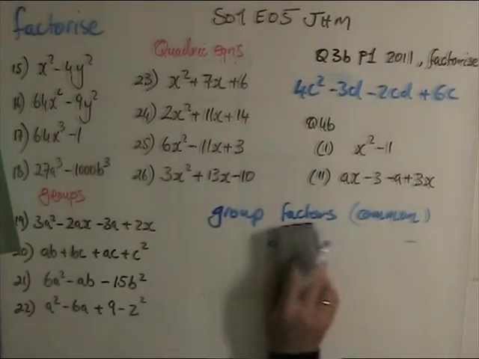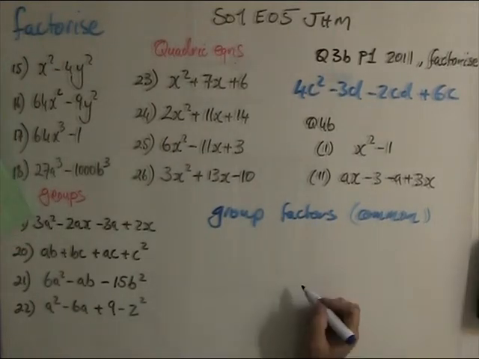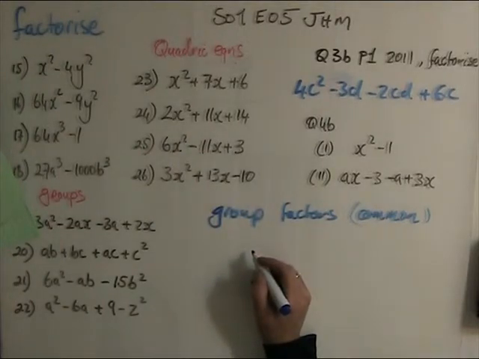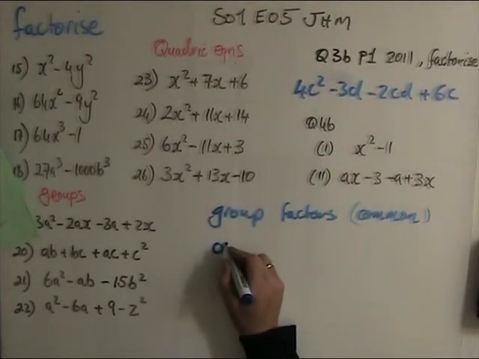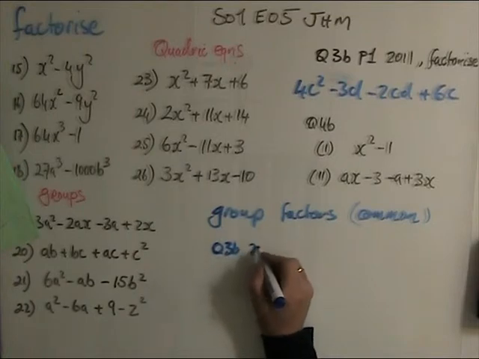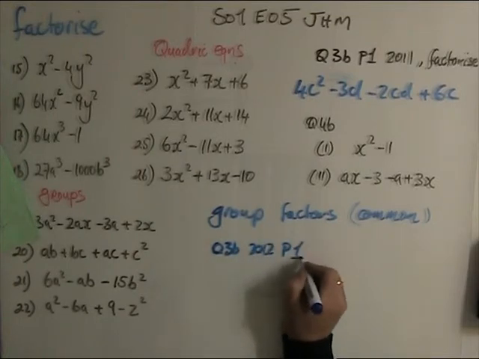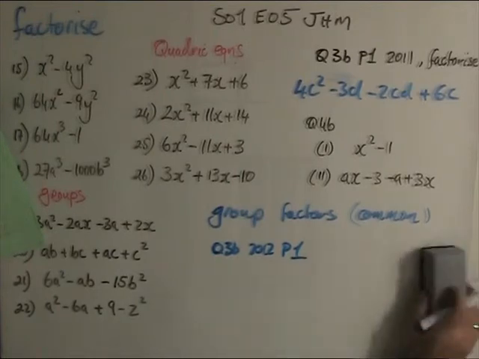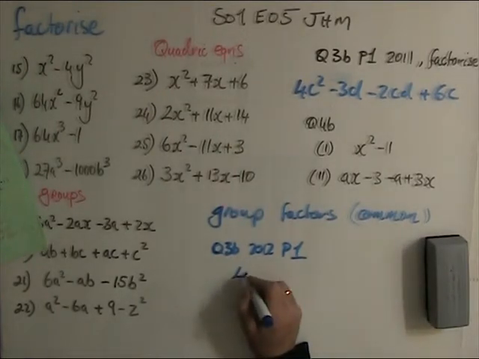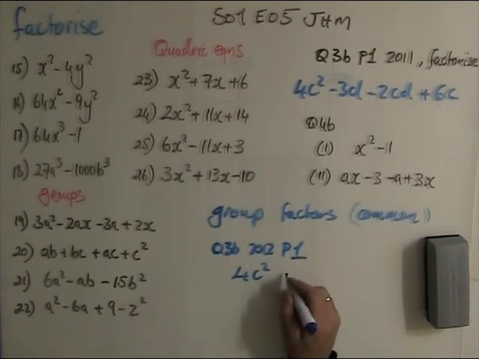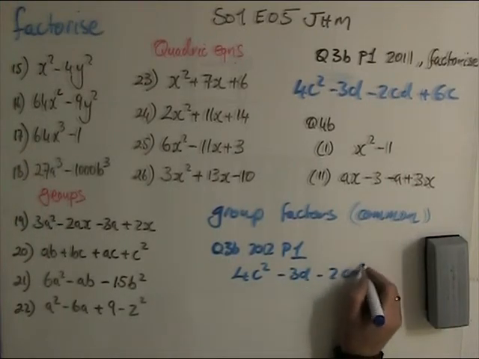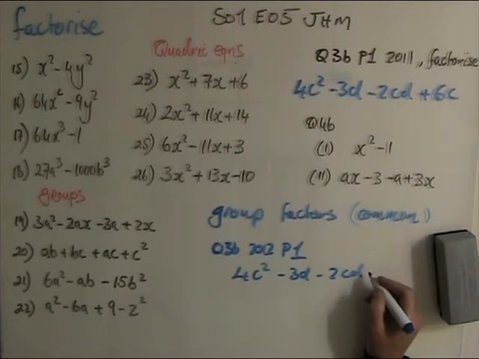Now, they get a bit larger then again. That last question was 2013. Now this is question 3B, and it's 2012, and we're doing paper 1. It's 4c squared minus 3d minus 2cd plus bc.